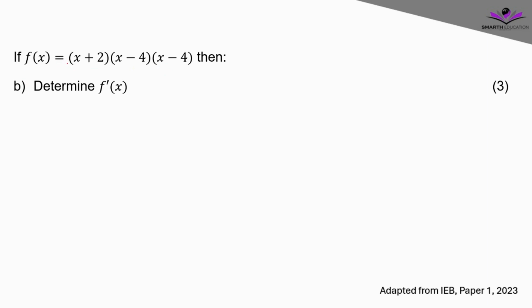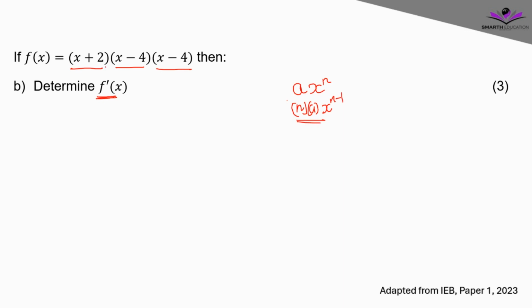We're given f of x is equal to x plus 2 times x minus 4 times x minus 4. Determine the derivative of f of x. Remember, for us to be able to derive, our terms in the equation should be in the form a times x to the power n, and then we can say n times a, and then x to the power n minus 1. We can use this rule to derive.